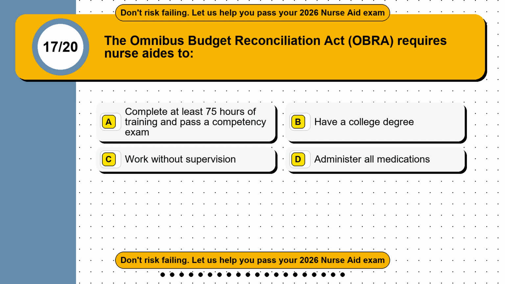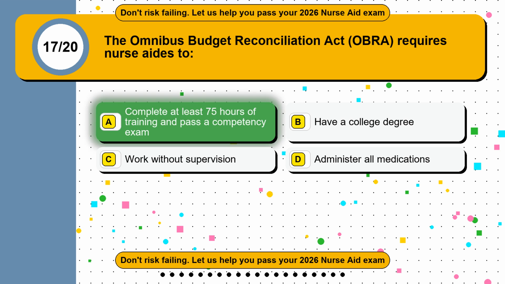Question 17. The Omnibus Budget Reconciliation Act, OBRA, requires nurse aides to option A. Complete at least 75 hours of training and pass a competency exam. Option B. Have a college degree. Option C. Work without supervision. Option D. Administer all medications. The correct answer is option A. Complete at least 75 hours of training and pass a competency exam.